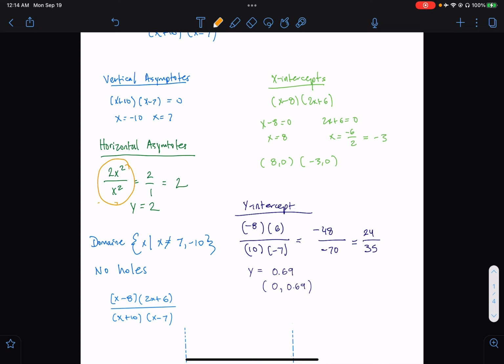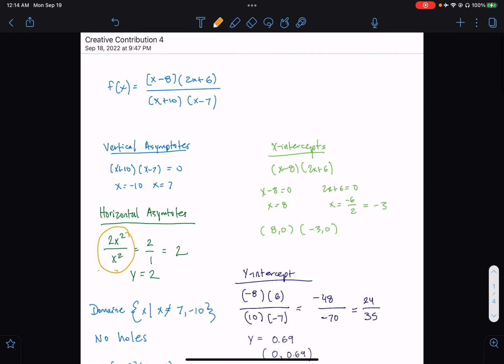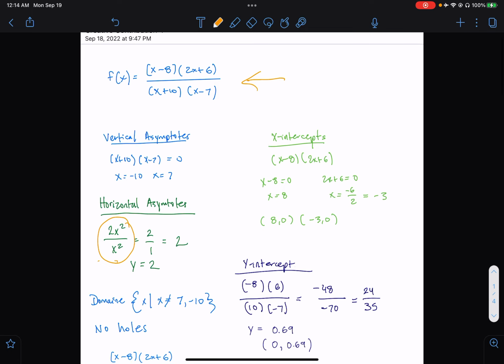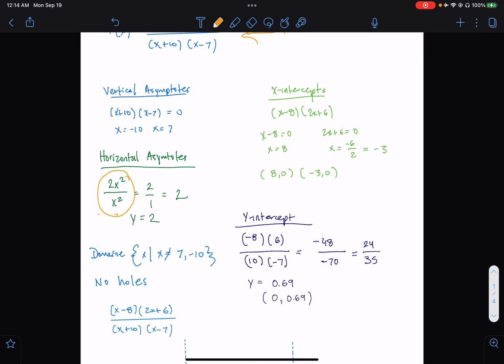Actually, lastly, the y-intercept. I'll quickly explain how I found that. I did that by essentially just substituting every single x in my original function with 0. So the answer of that is y equals 0.69, which the ordered pair is (0, 0.69).